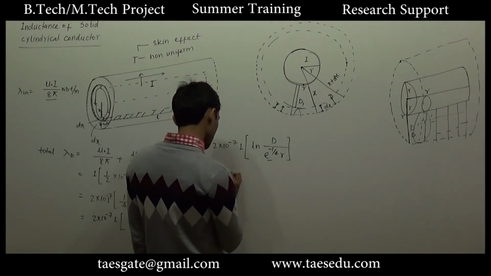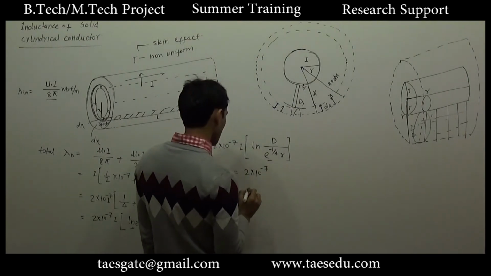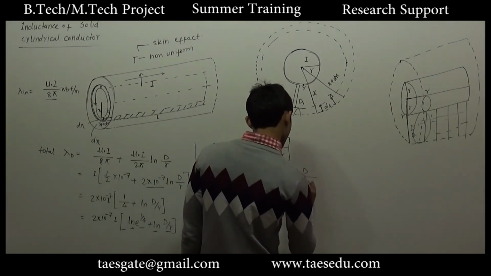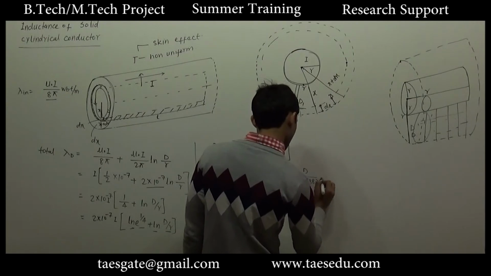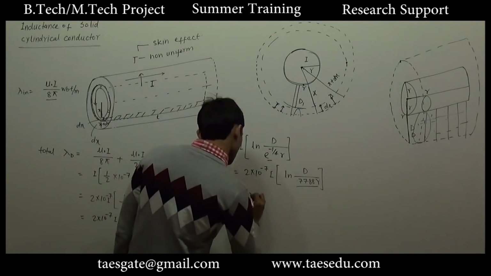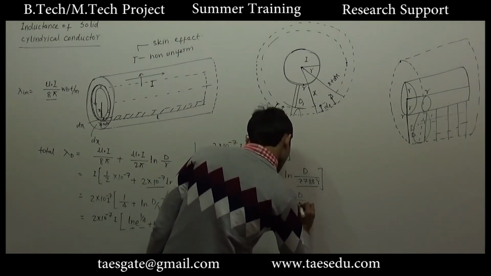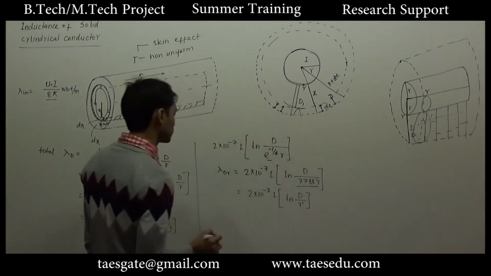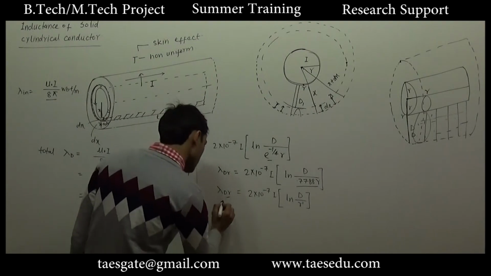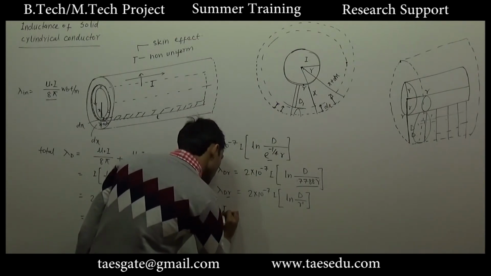So the total flux linked between d and r is 2 into 10 to power minus 7 I ln d divided by 0.7788 r, and I will represent this quantity as r dash. The total flux linked will be ln d divided by r dash. So if this is the total flux linkage, it can be written as inductance into the total current carried by the conductor.